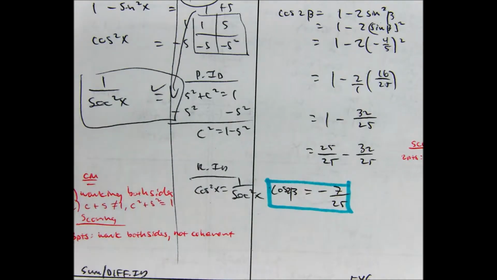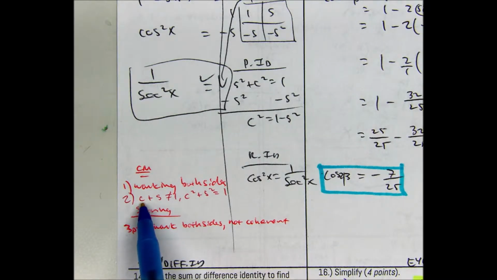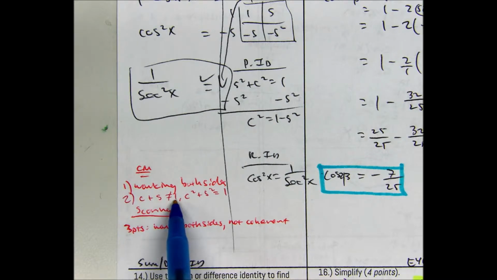The number 1 mistake for the whole test is not knowing your identities, even though I let you use formula sheets. And number 2, another common mistake is writing cosine plus sine equals 1. A lot of students think this is the Pythagorean identity. That's not right. It's cosine squared plus sine squared equals 1.